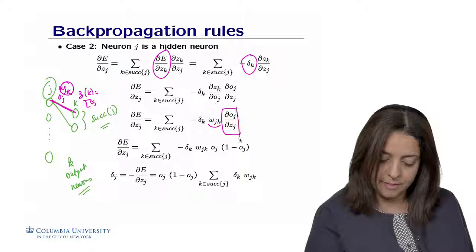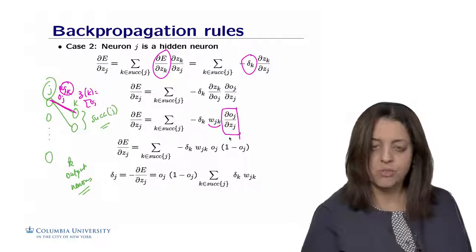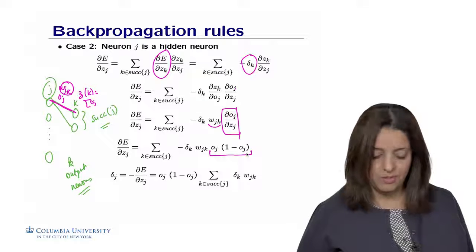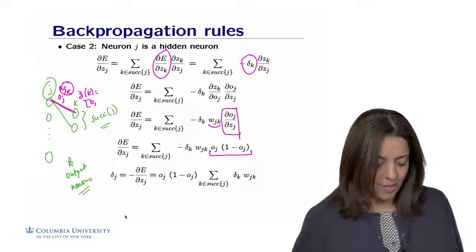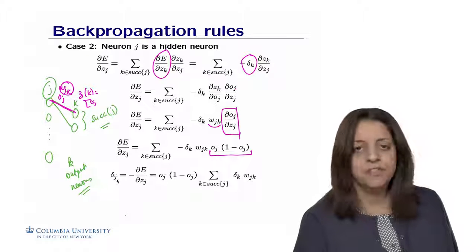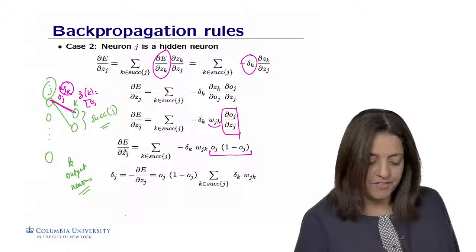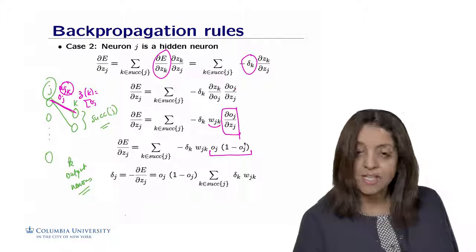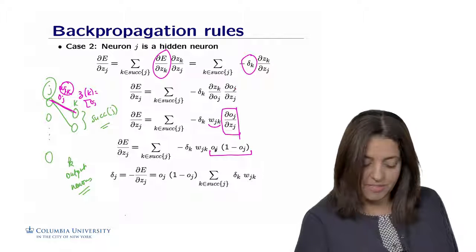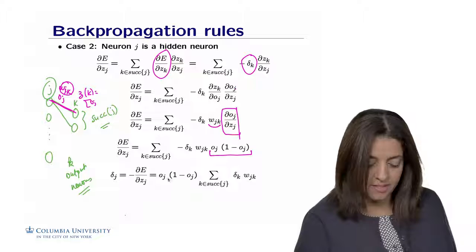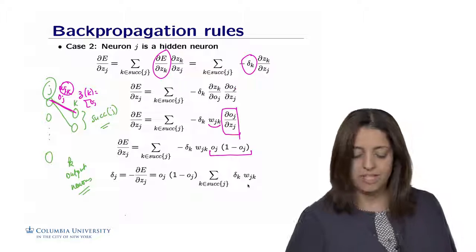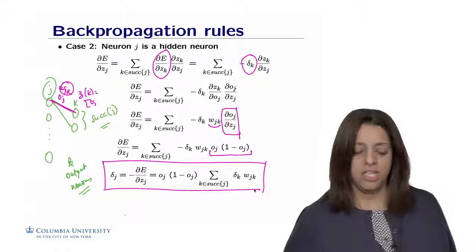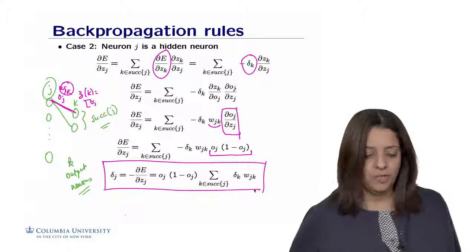Remember, this value was calculated before. The partial derivative of oj with respect to zj, we know that now: it is oj times 1 minus oj. So we can now put everything together. We're going to call delta j, which is the error for the neuron j, minus the partial derivative of E with respect to zj, which is oj times 1 minus oj, because this has nothing to do with the sum over the successors of j, so it can come out of the summation, times the sum of delta k wjk. And this will constitute our delta j for a neuron j in one of the hidden layers.